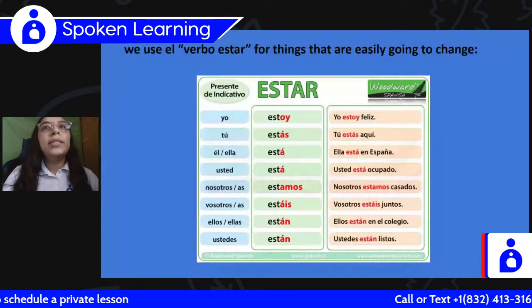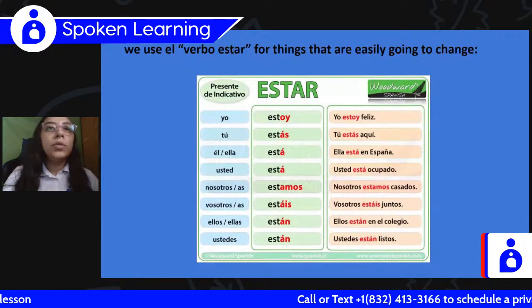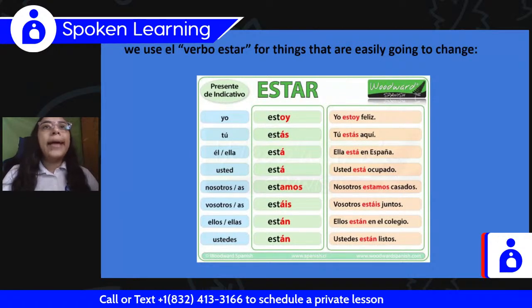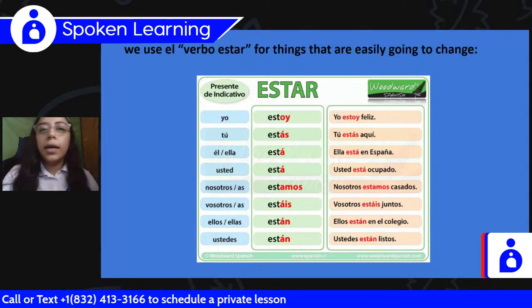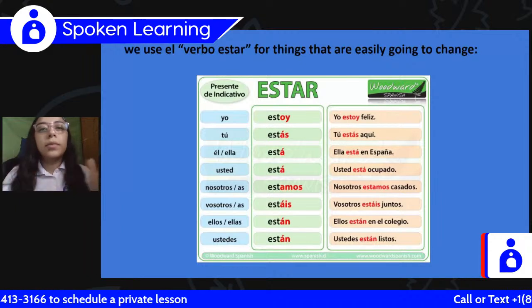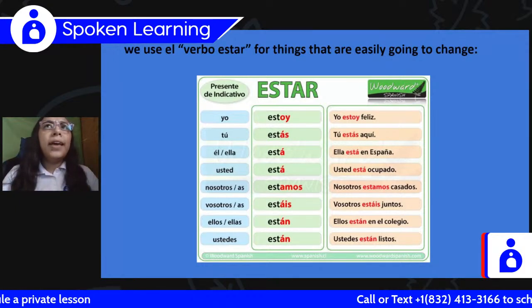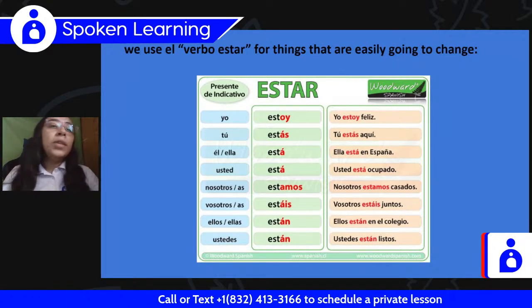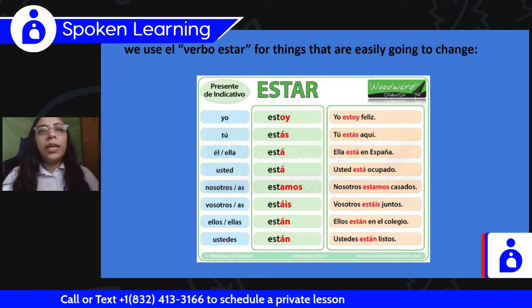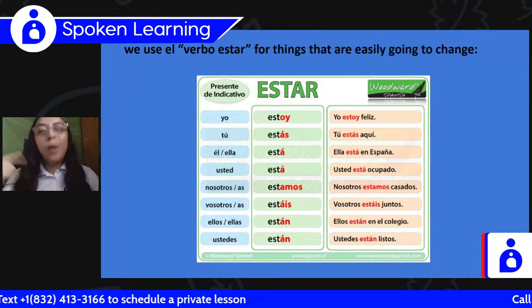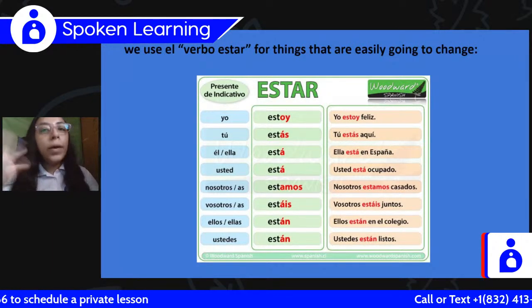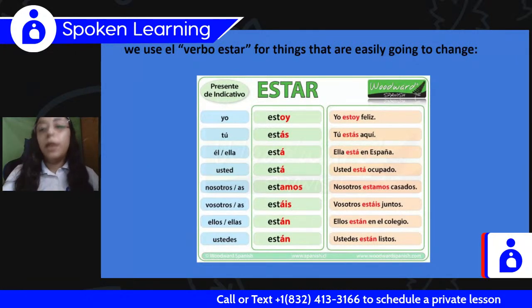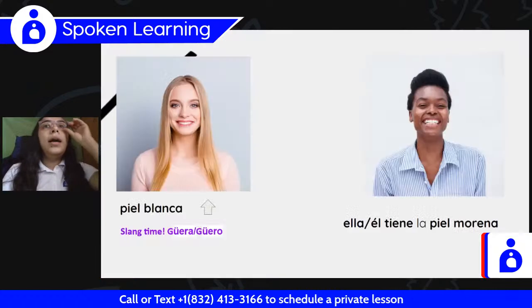What else? Verbo estar. Remember that it's used for things that are or might change. Okay, so I can be fat, but it's for a determined amount of time. So if I have always been thin, I can say soy delgada. But if right now I am fat, I need to say estoy gorda. Okay, so in those specific situations, we can change the verb in order to say that something is temporary.